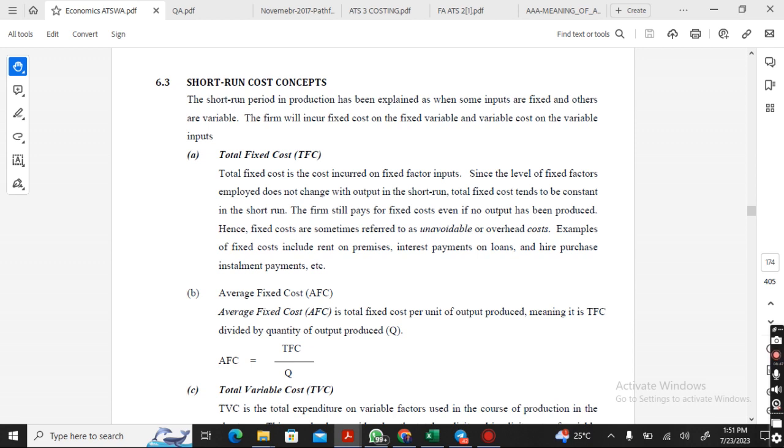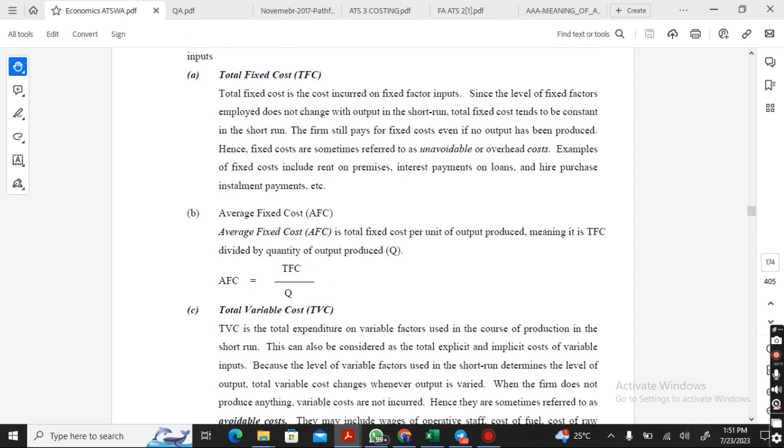Because despite the fact that you are running at a loss in the company, in as much as you are still using that place, you still pay for rent. So it's unavoidable. Examples of fixed cost include rent and interest payment on loans. Whether you are earning profit or not, you have to pay the interest. So that's the total fixed cost, and next is average fixed cost (AFC). Average fixed cost is total fixed cost per unit of output produced.